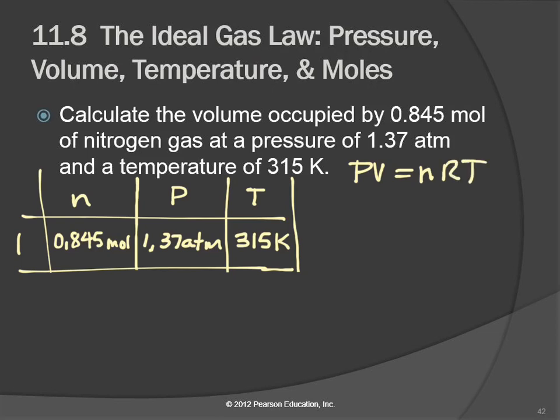What are they asking us for? The volume. So I need to rearrange this the same way I did with the other gas laws. We'll divide by P. P's cancel out. Have to do the same thing over here. So volume equals nRT over P.